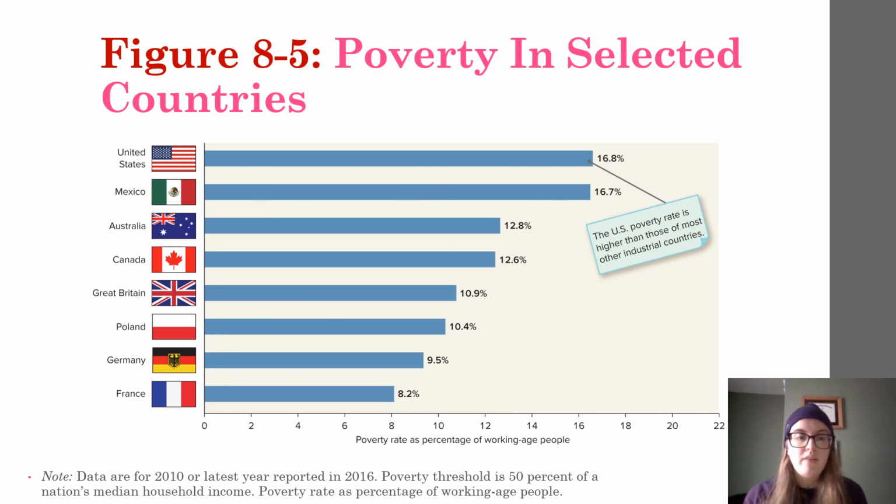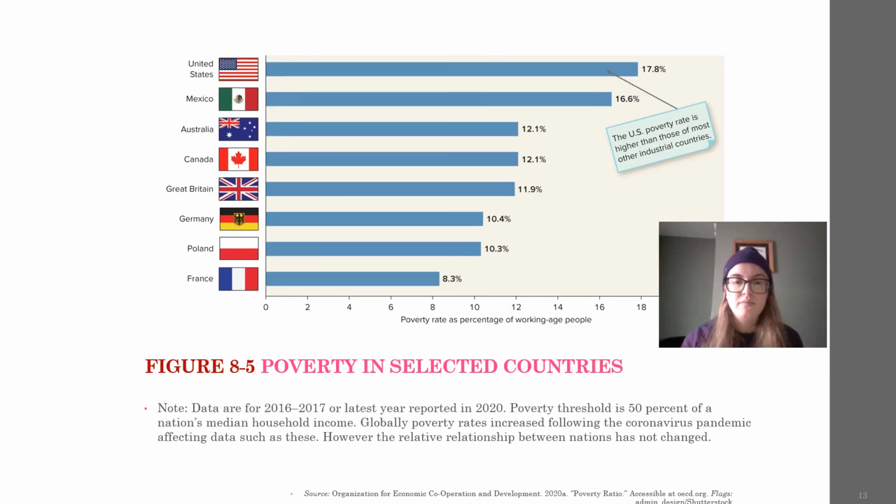And we go all the way down from there, with France having a poverty rate of 8.2% as a percentage of working age people. So those are people who are working. But we're going to go to the next slide and see how this has changed within a couple of years. So we go from 2016 to 2020, the latest year reported, or 2016 to 2017. You can notice that France is still hovering at 8.3%, and Mexico is still hanging out at 16. However, the US has almost jumped to 18% within a couple of years.